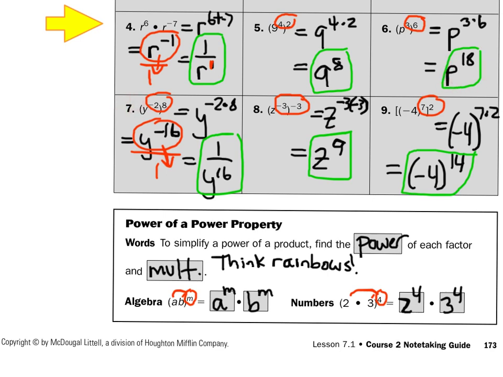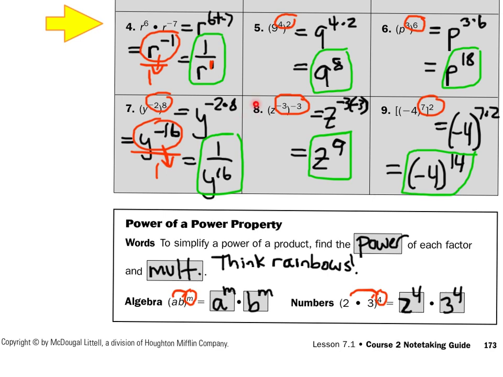Take a look at number 7, y to the -2 power raised to the 8th power. So copy the base of y and then circle the -2 times 8 and put it as the power, and that gives you y to the -16th power. Well, now we got to make the baby happy, so draw the diving board, put a 1 in the pool, circle the y to the -16th power, and let them climb into the pool. So you get 1 over y to the 16th power.